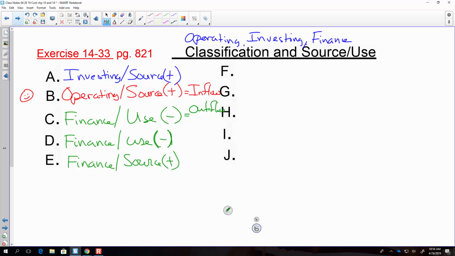Kershaw purchased new robotic equipment. Investing. Source or use? Use. Good, excellent. Tom, G? Financing? Finance, good. Issue means what? You're getting money. Getting money, so it's a source. Very good.